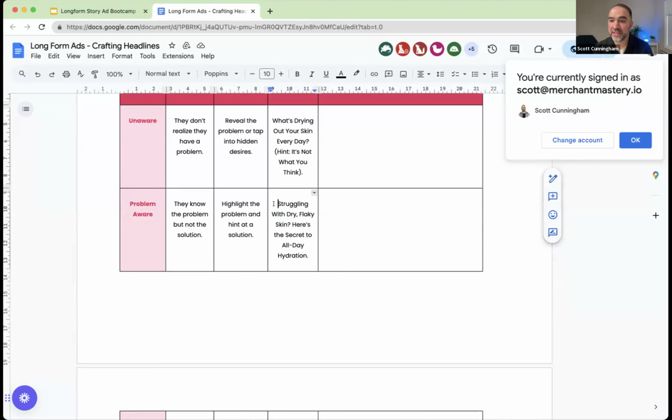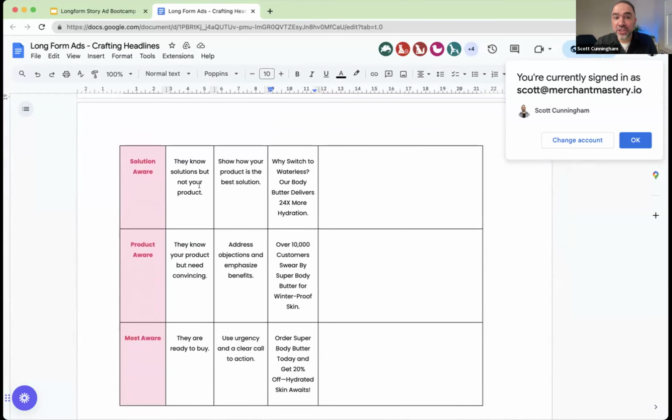Okay. Struggling to finish a race because your mind's telling you to give up. Now they're problem aware. They know it's the mental thing that's making them want to quit the race. Your mind playing tricks on you, making you want to quit your race. Here's the secret to getting through every race. I'm writing down these as we go through this.